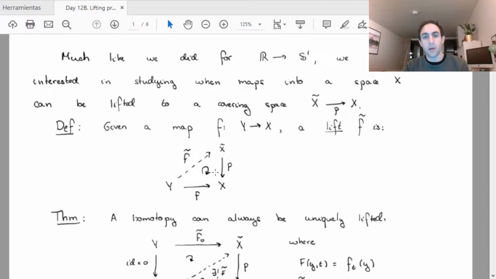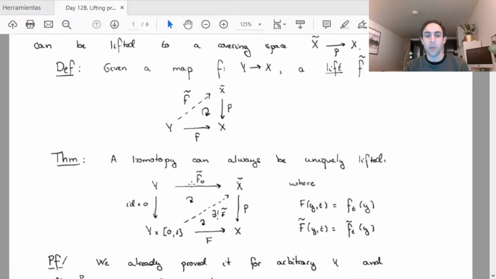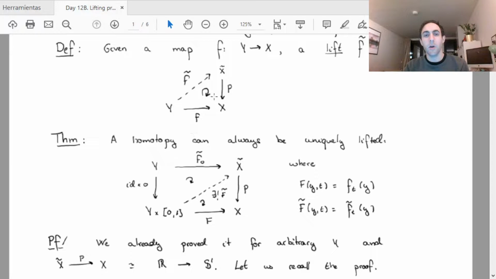Alright, so the last result of this lecture will be about a general criterion for saying when lifts exist. But the first step is the following theorem, which says that, okay, I don't know how to lift F by itself, but if I have a homotopy of maps and I know how to lift the first one, then I can lift the whole homotopy.